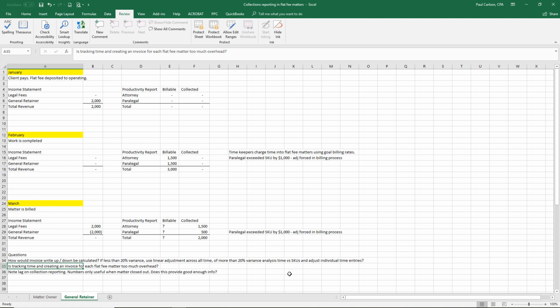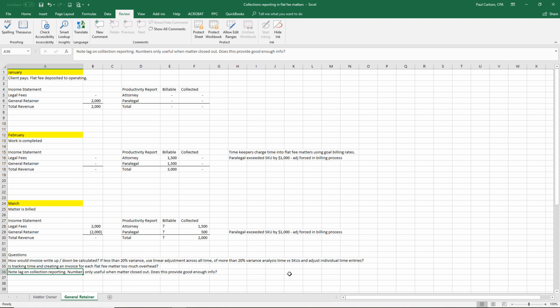Second question: is tracking this time and creating an invoice for each flat fee matter too much overhead? This is going to be 15 minutes per matter, and you have to consistently close all of these invoices or the reports are never going to be meaningful.